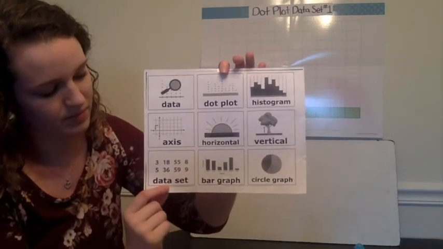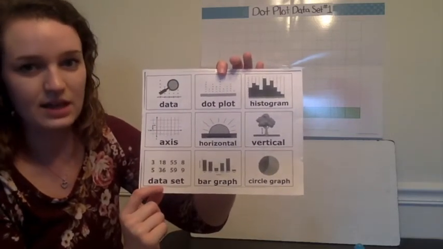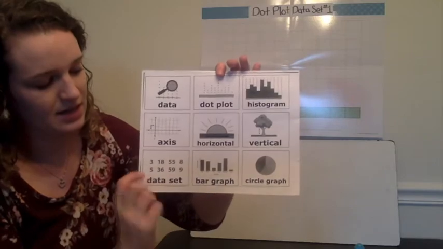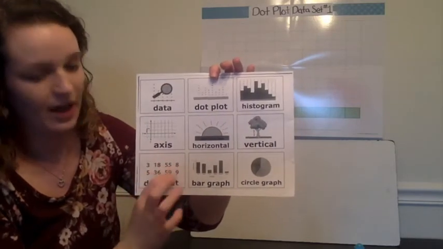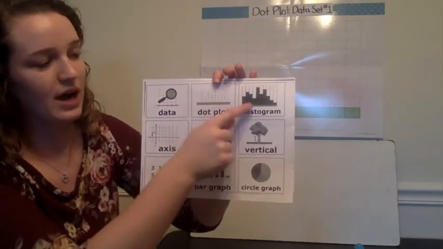What is our next vocabulary word? Right here at the bottom. Data set. So our data set is all the numbers that we're going to have that we put on our different graphs.